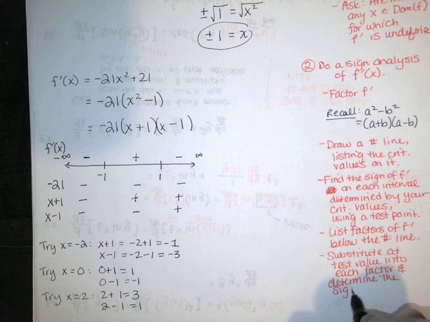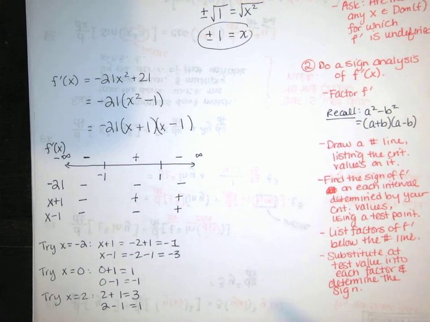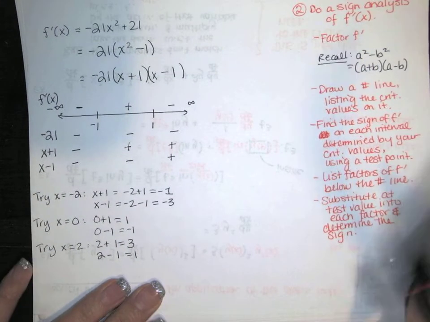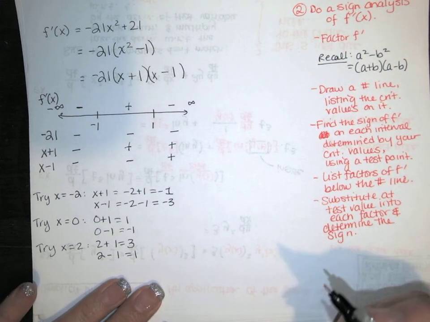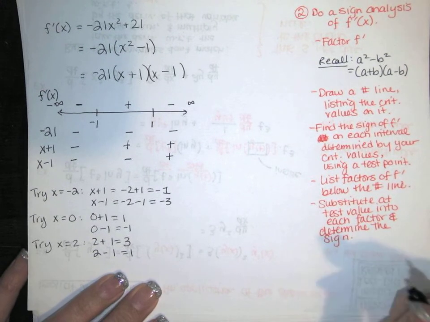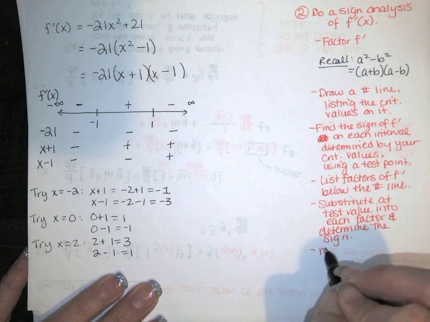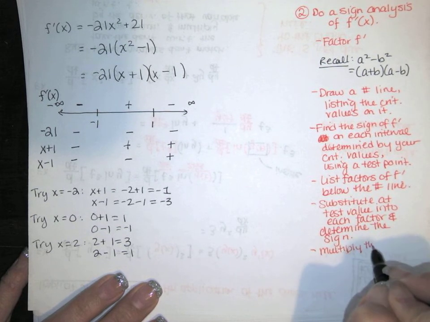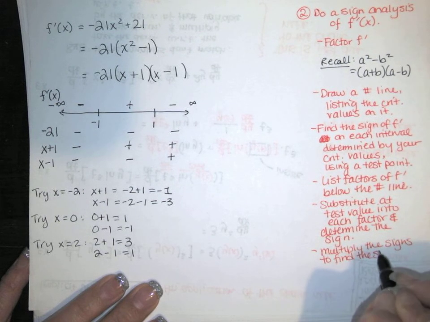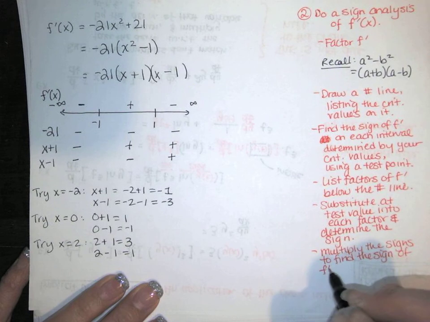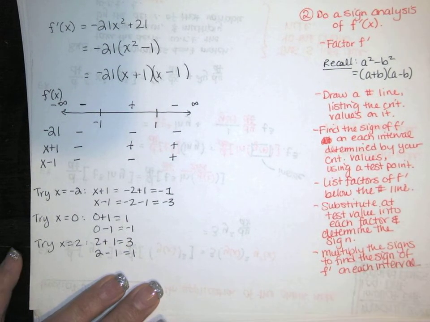So you're determining the sign of the factor, and then multiply the signs together, or sometimes we might have a quotient here. You might divide the signs as well. But the conventions are the same. Positive times positive is positive. Positive divided by positive is positive. All of those rules still work. So we substituted a test value into each factor to determine the sign, and then multiply the signs to find the sign of f prime. Now this seems involved, but it's actually not too bad once you get the hang of it. It just takes a little bit of practice.